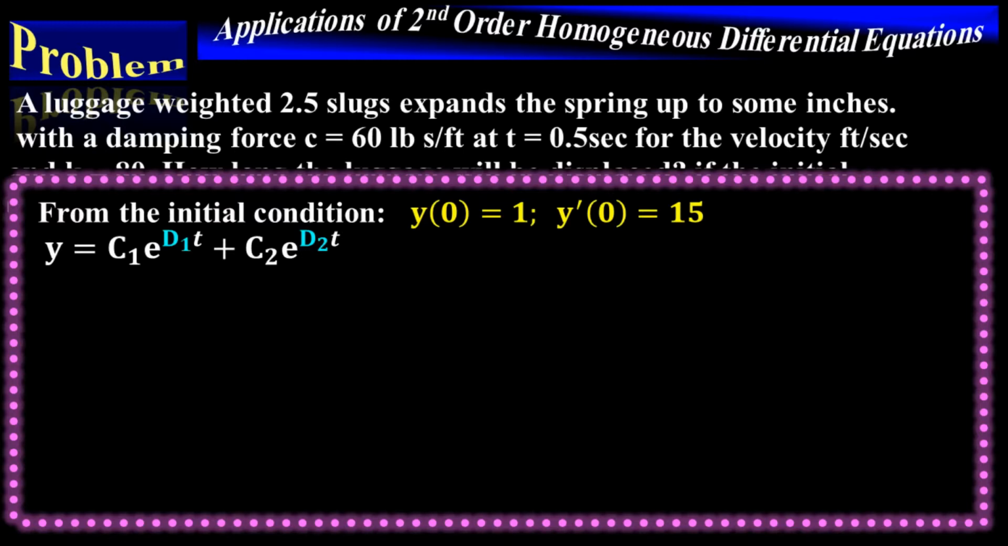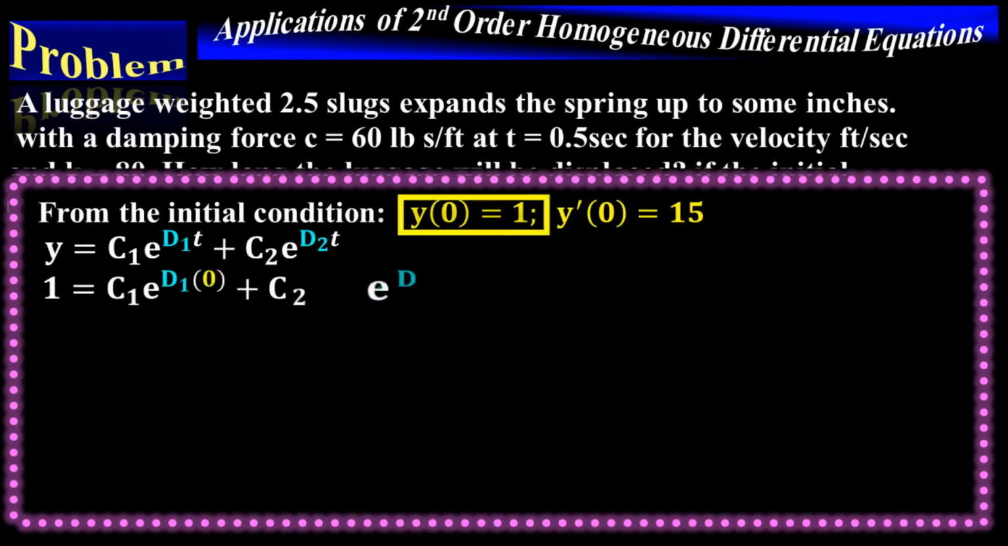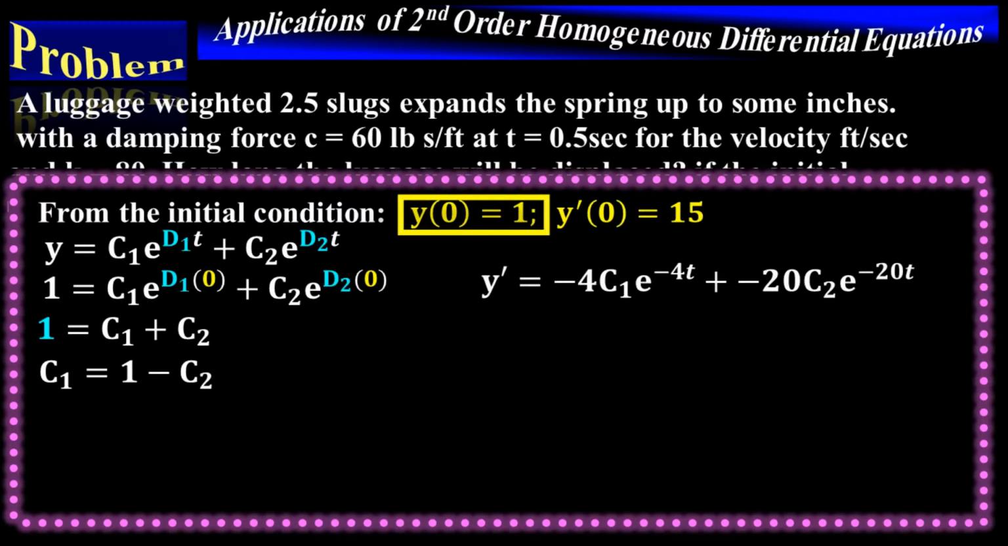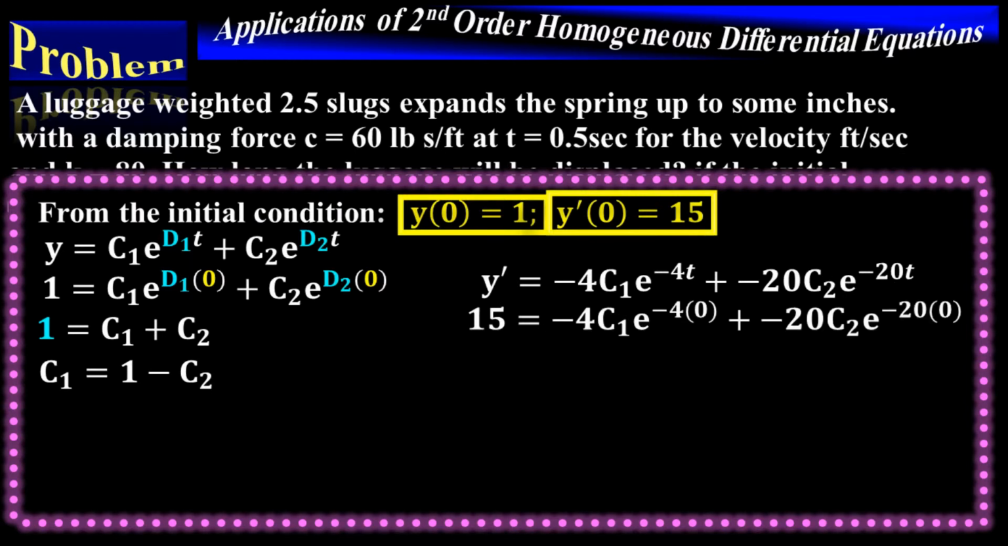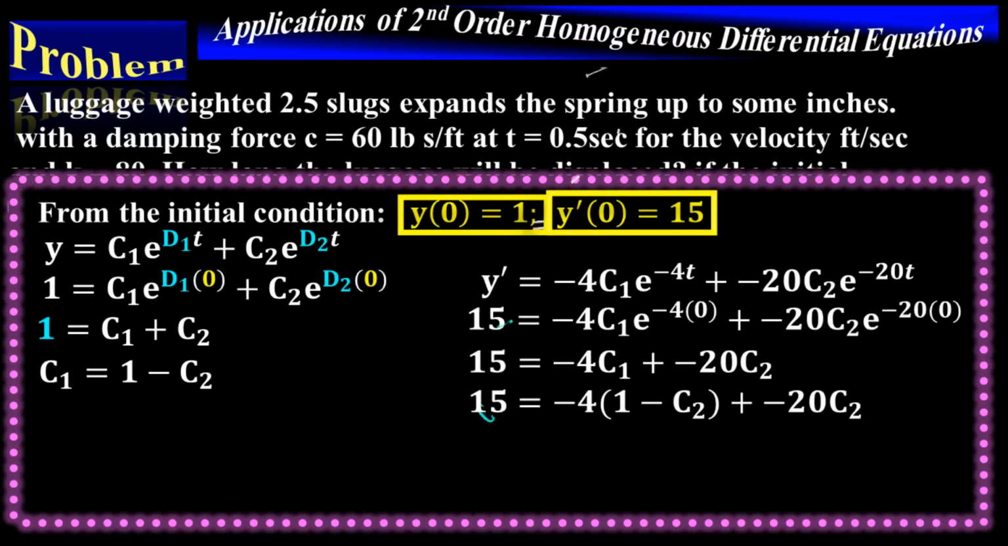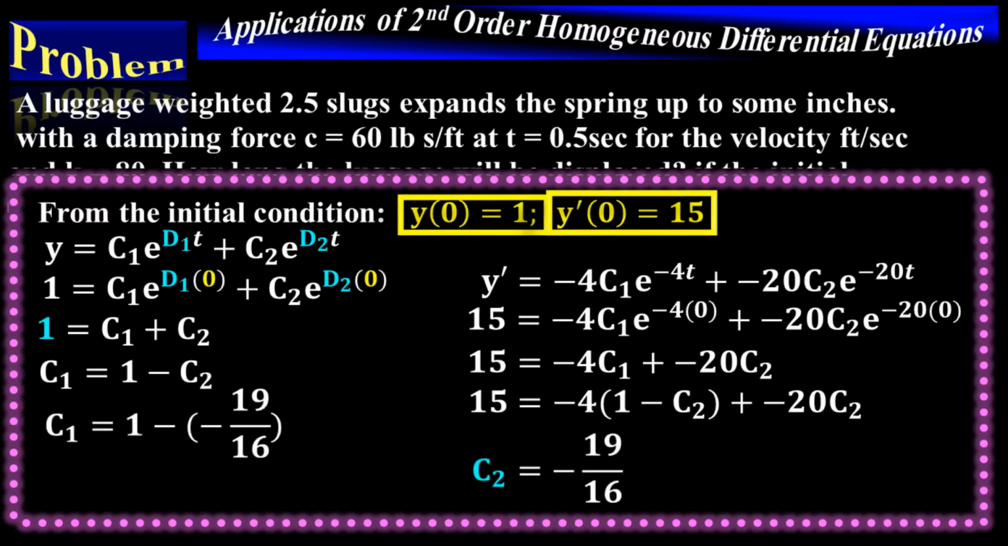Substitute the value of y equals 1 and t equals 0. Solve the equation further. You will get c sub 1 equals 1 minus c sub 2. Now take the second equation and substitute the value of y prime equals 15 and t equals 0. Solve it further. You will get c sub 2 equals minus 19 over 16. Substitute this c sub 2 in this equation and solve it further. You will get c sub 1 equals 35 over 16. So my c sub 1 is 35 over 16 and c sub 2 is minus 19 over 16.